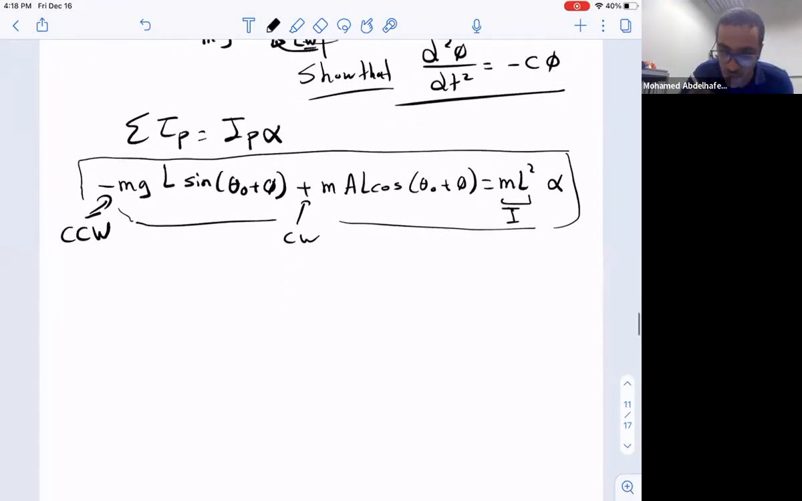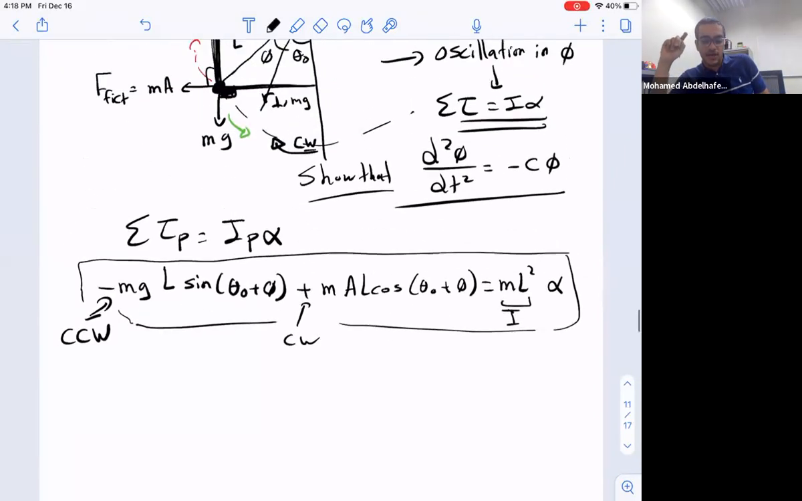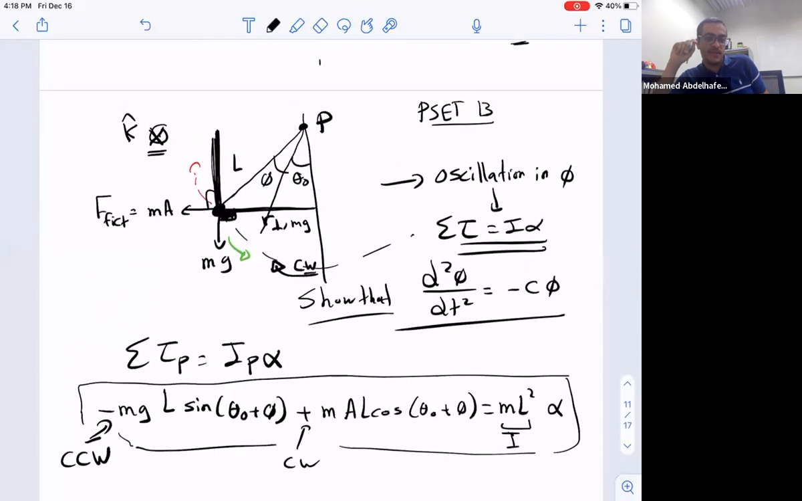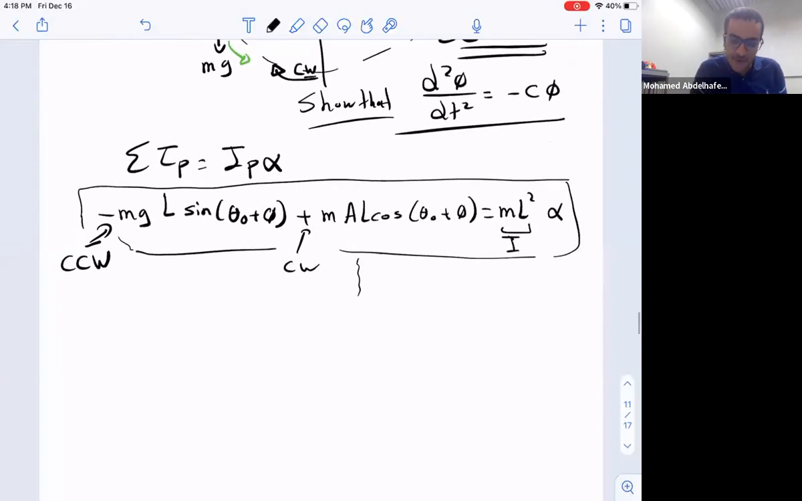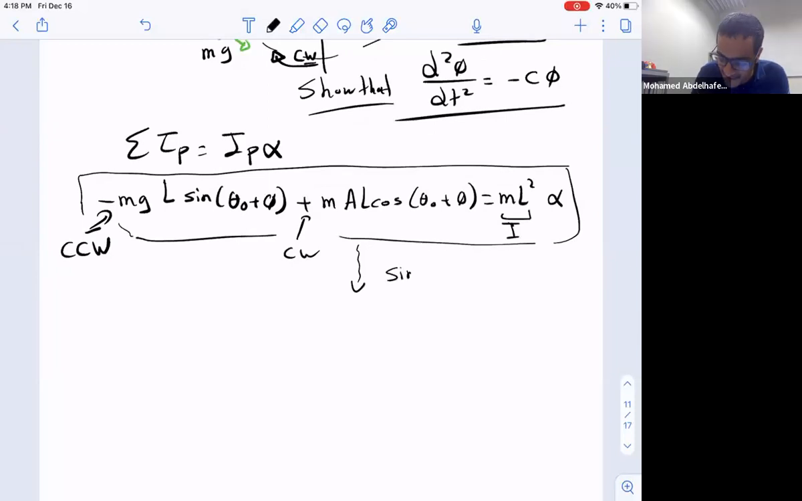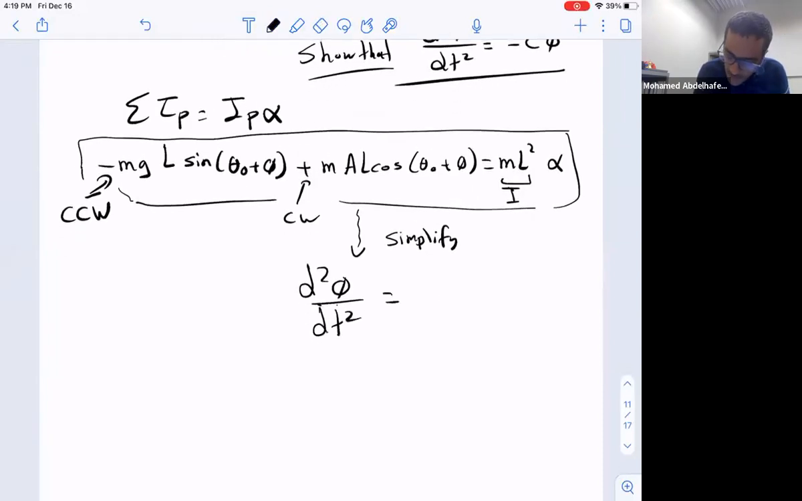And then if you follow this approach, look at how I defined K hat in this column. I defined it into the page, so I'm defining clockwise here to be positive, which I can do. If you follow this approach instead of the effective gravity approach, you would have to simplify and expand the cosine and the sine with trig identities. Eventually you will find that alpha, which is the second time derivative of phi, equals some constant times phi. That's the final thing.